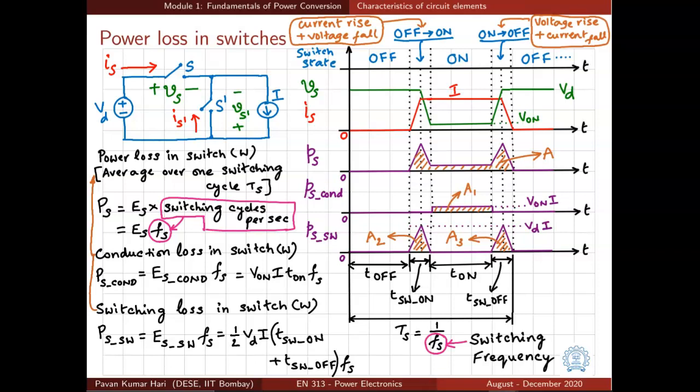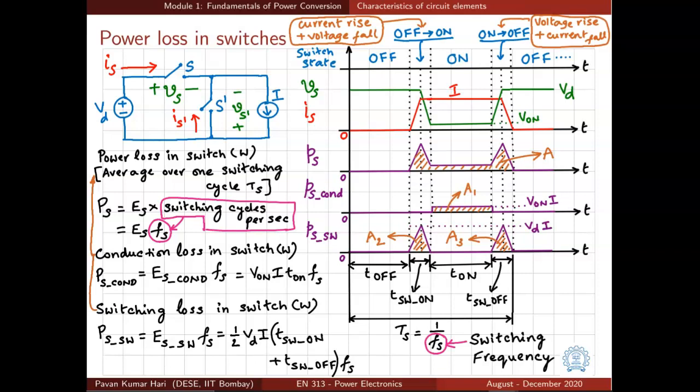So to summarize, the power loss in switches has two components: conduction loss and switching loss. The conduction loss is a function of the current flowing through the switch when it is on, which in turn decides the voltage drop across the switch in the on state. Magnitude and direction of the current flowing through the switch is decided by the remaining circuit elements. The conduction loss also depends upon the ratio of the on time, that is the time for which the switch is on, and the time period of the switching cycle. This ratio is popularly known as the duty ratio of the switch.